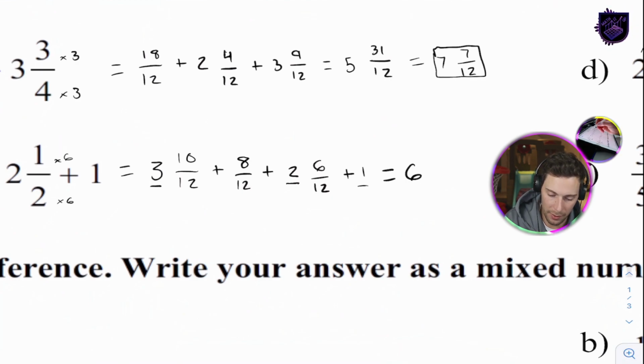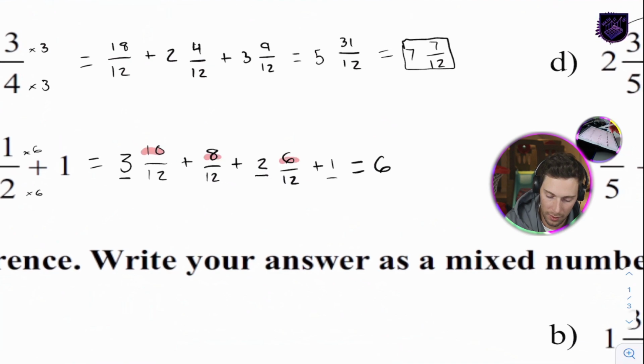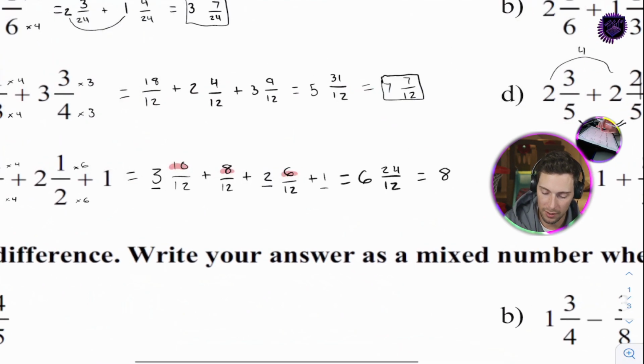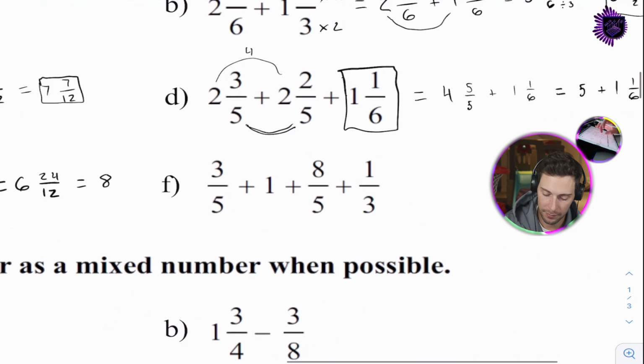Let's add our fractions, which is 10, 8, and 6. 10 and 8 is going to be 18. And plus 6 more is 24. Oh, look at that. There's exactly 2 groups of 12 in 24. So our answer is going to be 8. Take those 2 groups, add them to the whole number.